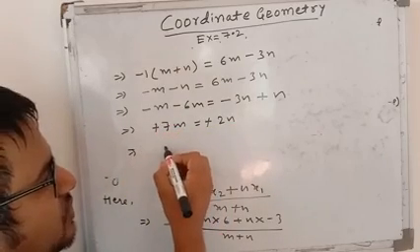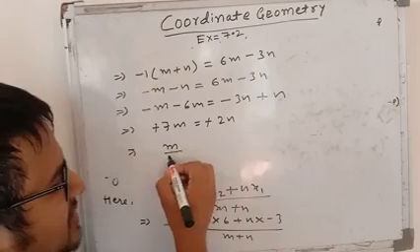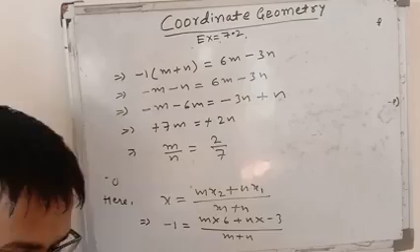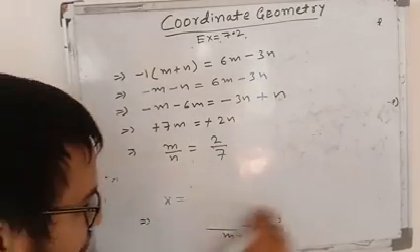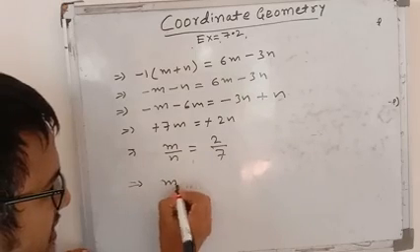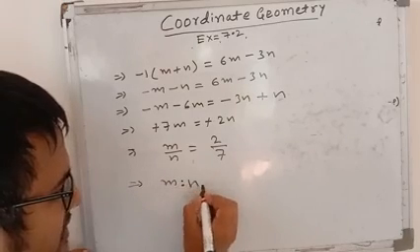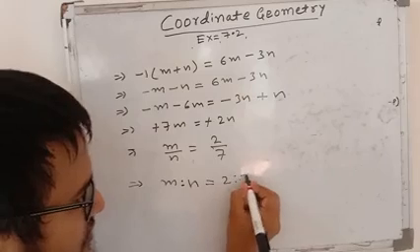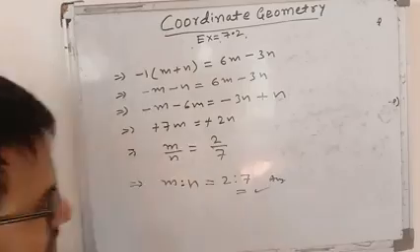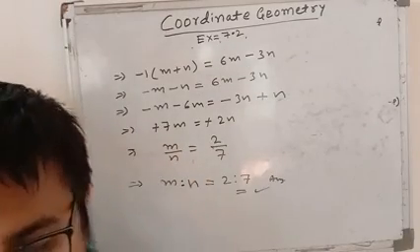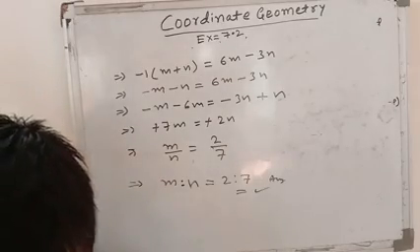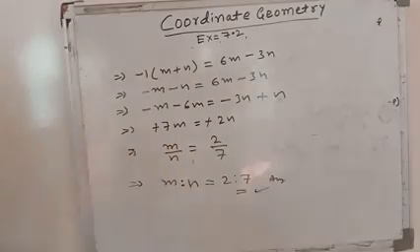So m by n equals 2 by 7. This implies m is to n equals 2 is to 7. So this is the answer. The ratio is 2 is to 7. Clear? Now you see the next question, question number 5. This is a very important question.